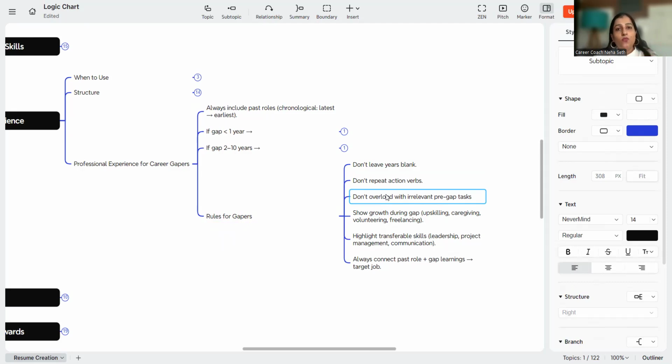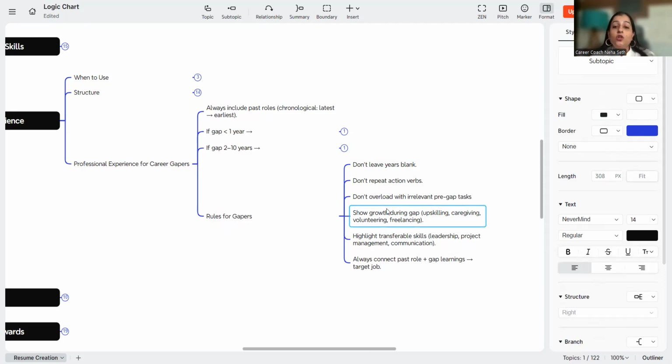because what happens is when we have a career gap, we feel self-doubt, questioning ourselves in the back of our mind, and we start writing more and more of the duties and the work we have done, which actually doesn't help at all. It actually destroys. It will give you more harm. So do not add irrelevant pre-gap tasks. Make sure that you remember those two questions we started this session with.